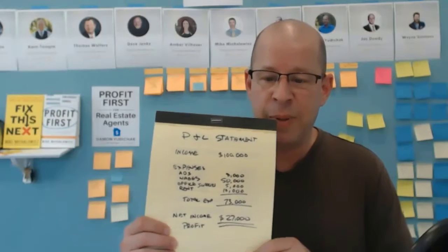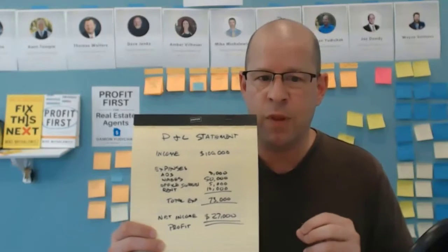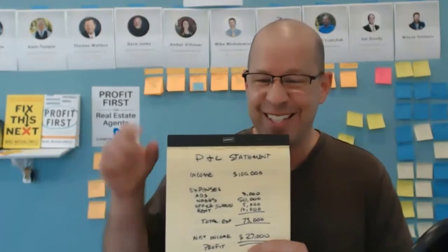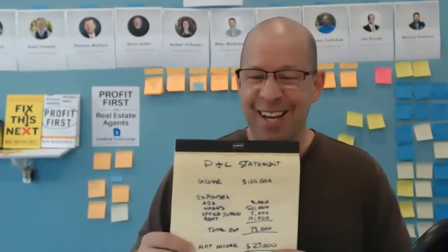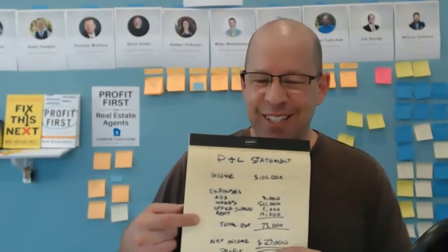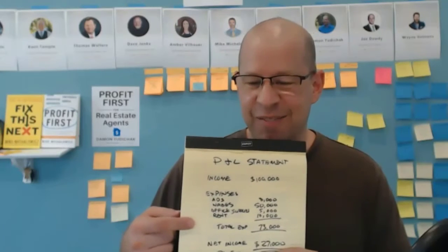A lot of people get confused about this. A lot of times we'll look at that income number and think, hey, $100,000, I can spend $100,000. No, you can't. You can only spend 27. That's what you've got, because you've got all these other expenses that you incurred, 73,000.